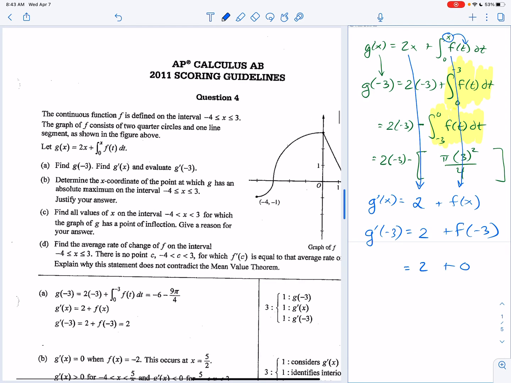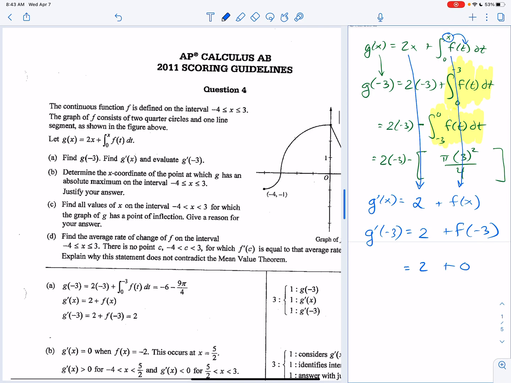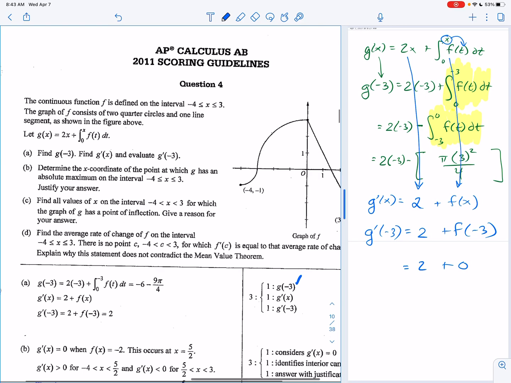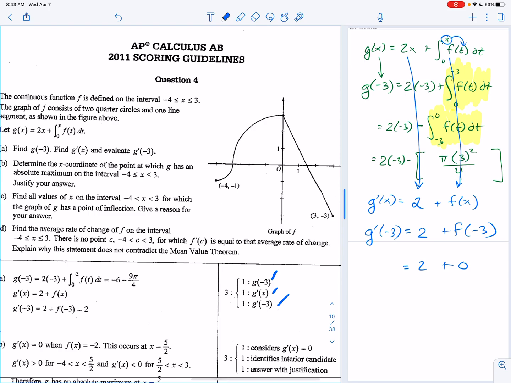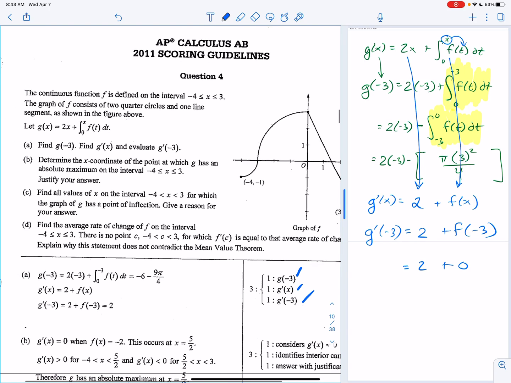There you go. It's very straightforward. So they give you a point for g of negative 3, g prime of x, and g prime of negative 3. Notice how their answers do not visibly look like ours. But again, equal is equal, and that's all that matters. Okay? There's your bare minimum, right?